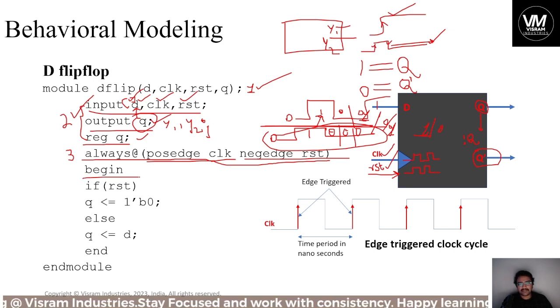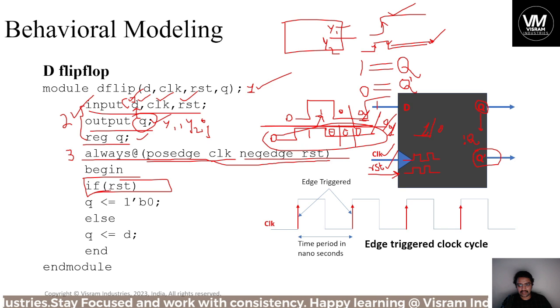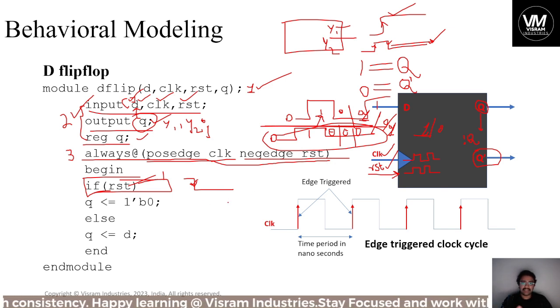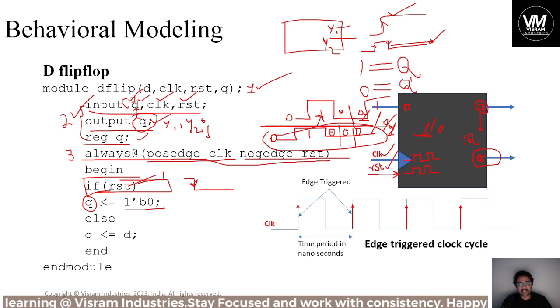So begin, very simple if else circuit. If reset is enabled, then this means reset is equal to 1. The circuit is clean. No input at data port D or no output at Q. Empty. D flip flop is empty. Then you need to write Q is equal to 1 bit B0. So what we are giving here, we are assigning a value. Assignment operator. We are assigning a value of 0, 1 bit 0 to the Q.